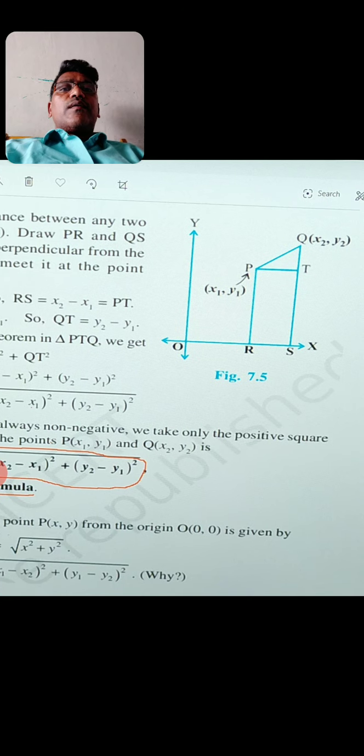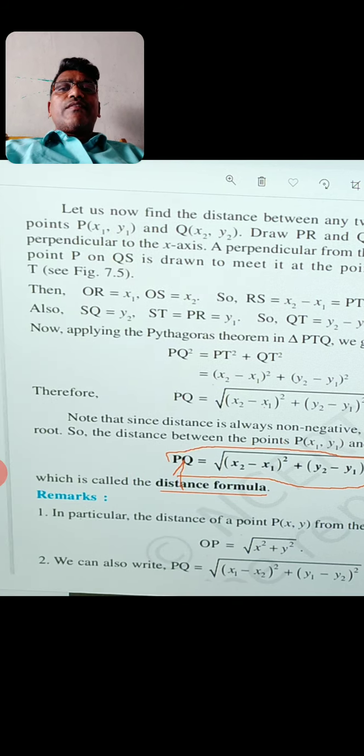Now it is so formed. QTP is a right angle triangle at T. Clear to you? And we need to find the QT value. We need to find the RS value. So here clearly given, you see.